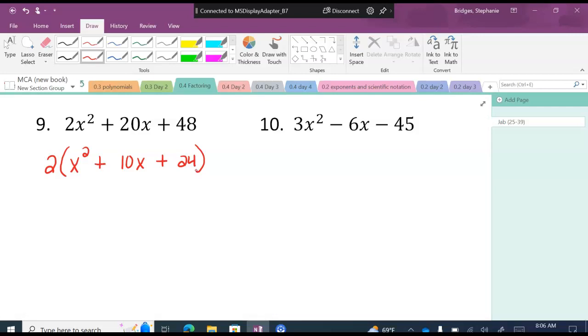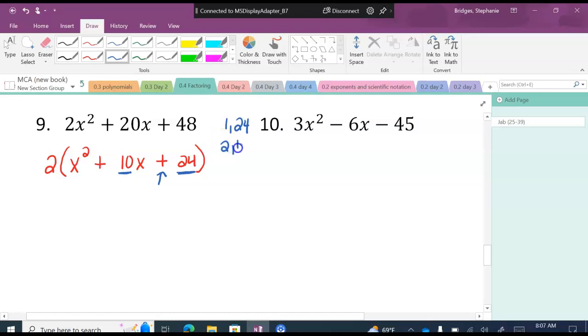But now, because we've talked about a little bit of factoring, we need to look at that trinomial inside the parentheses, the x squared plus 10x plus 24. And we need to ask ourselves, are there numbers that multiply to give me 24 and add to give me 10? We're not worried about the 2 on the outside. That's just going to continue to come down. I want to know, are there factors of 24 that add to give me 10? So I'm going to start making a list. It's 1 and 24.